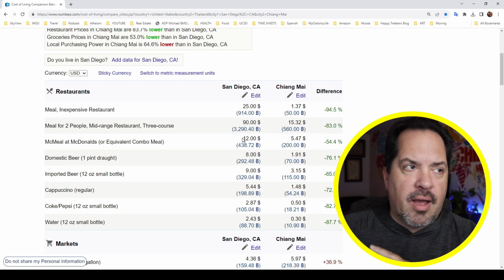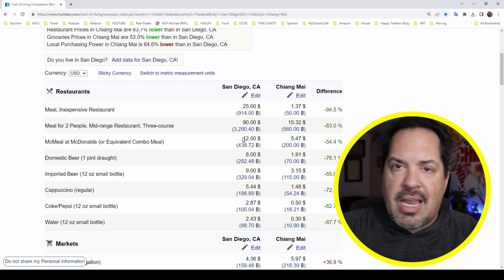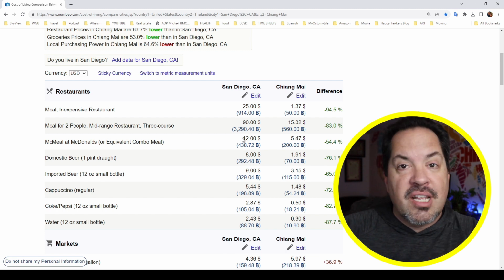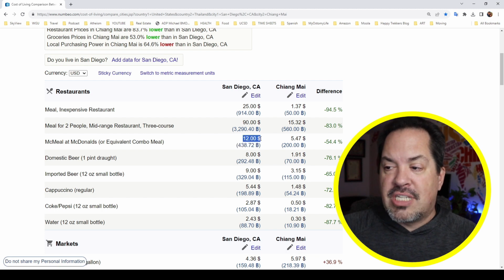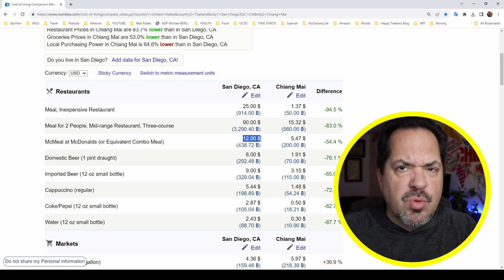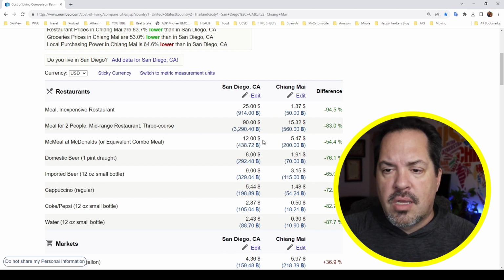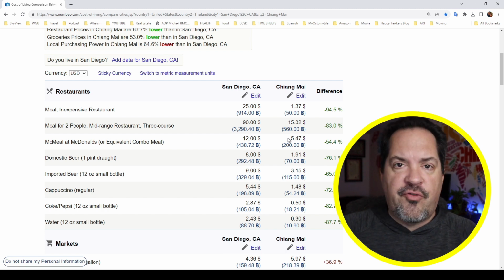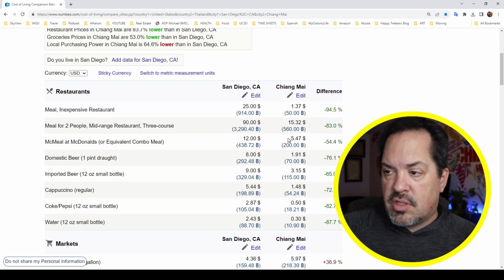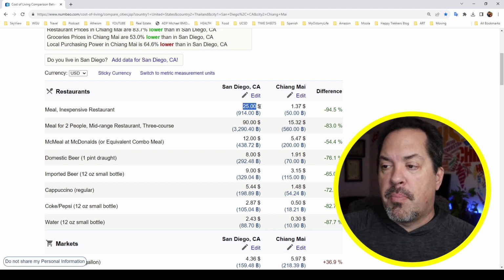I swung by Jack in the Box, which is like every other fast food place, right? I got a chicken sandwich, large fry, large drink. And it was about $13 and some change, probably because it was a large compared to this $12. So this number is really accurate. $12 for a McDonald's sort of meal. In Chiang Mai, that same meal was about $5.50. That's a huge difference.